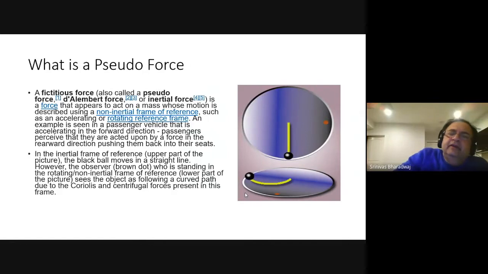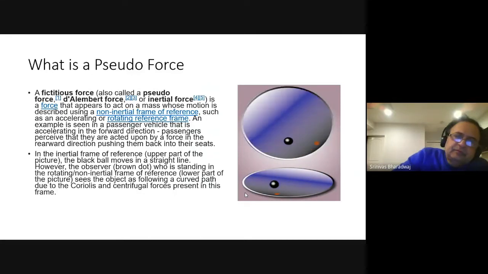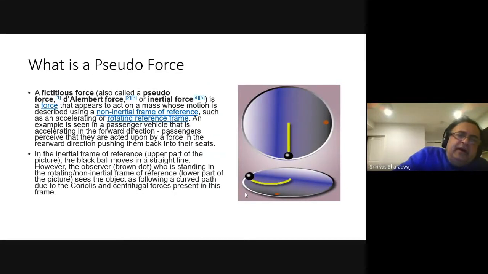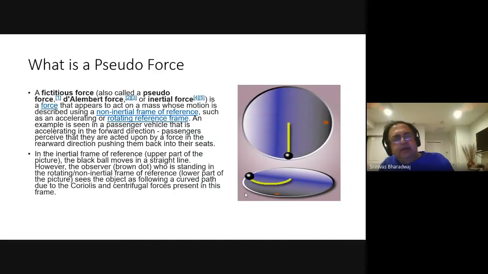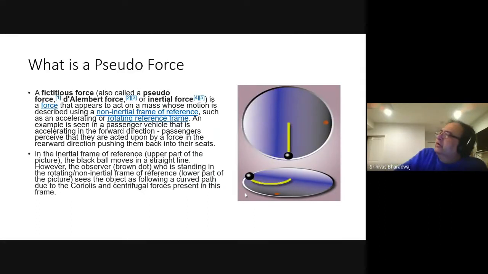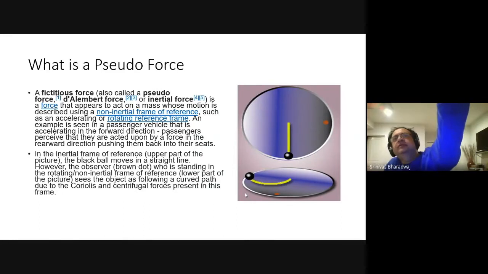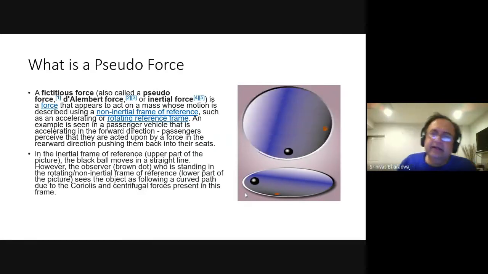Now we introduce this idea of the pseudo force. When the observer is non-inertial, the observer is moving with an acceleration A. Let's say you are going in a train. 450 from Paddington is a book written by Agatha Christie. So you're going in a train, and on the other side you see something. Let's say the train is accelerating, then you see something happening in the other train.